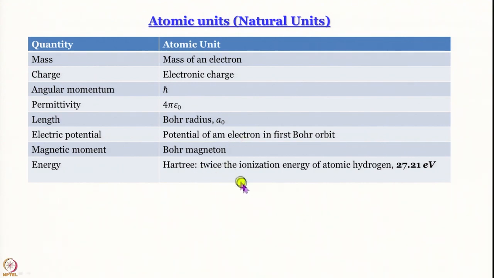So, Hartree is twice the ionization energy of atomic hydrogen, and if you remember, the ionization energy of atomic hydrogen is 13.6, actually 13.605. So, twice that is 27.21 electron volt. So, one Hartree is 27.21 electron volt. That is a large number for atomic systems, a significant number.